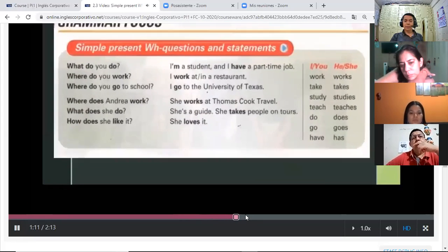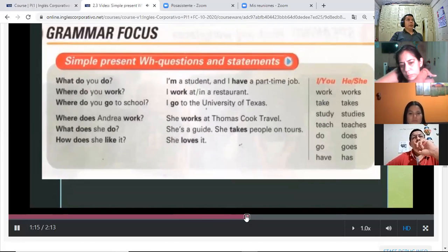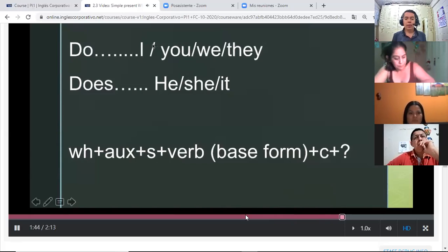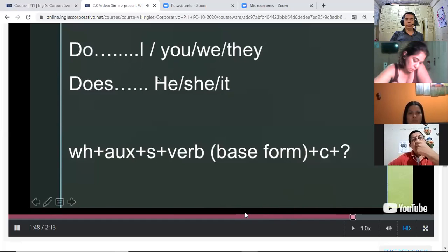Has. Now that you have watched the video, I'm sure you noticed the changes on the verbs when talking in third person singular. For example, we say, I, you work; he, she works. I, you take; he, she takes. This inflection happens only in third person singular affirmative sentences. Also, take note that when we ask any type of question in simple present, as in this case we're using WH question words, we must use the auxiliary do for I, you, we, they, and does for he, she, it. When we put everything together, this is how the structure will look: WH question word, plus auxiliary, plus the subject, plus the verb in its base form, plus complement, plus question mark.